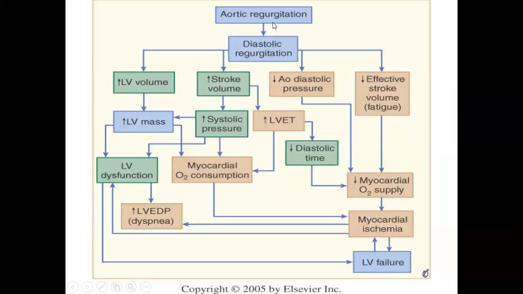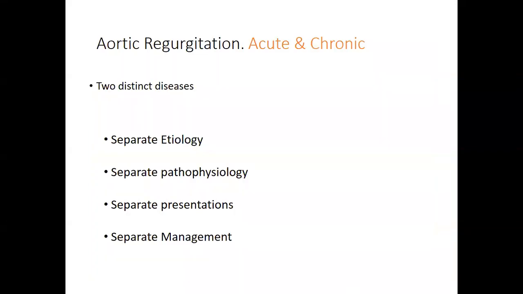But here things started with a volume load type of condition, and in aortic stenosis, you have seen that things started with pressure overload. Actually, there are two types of aortic regurgitation. One is acute aortic regurgitation, and the other is chronic aortic regurgitation.